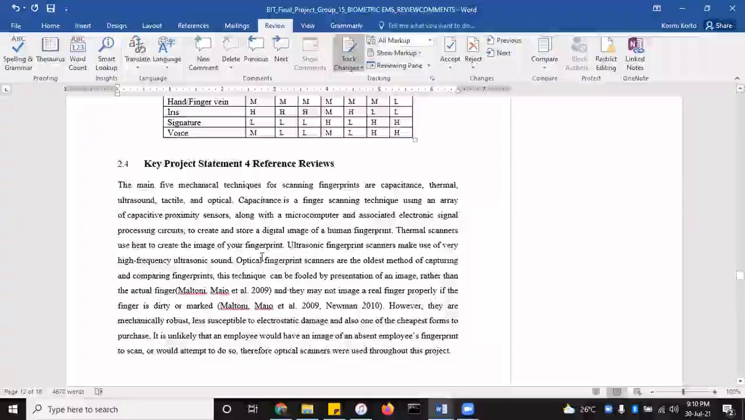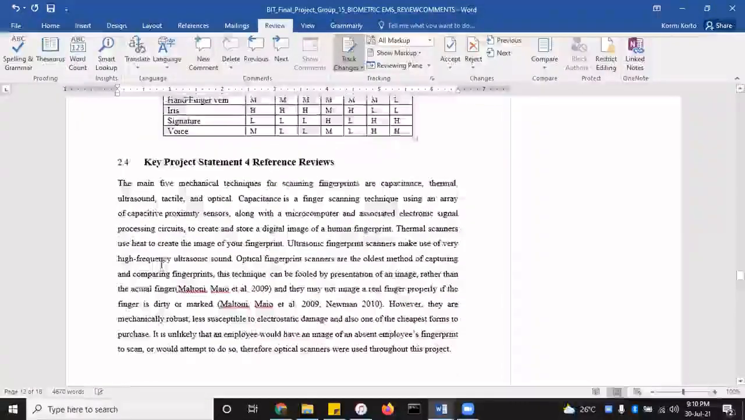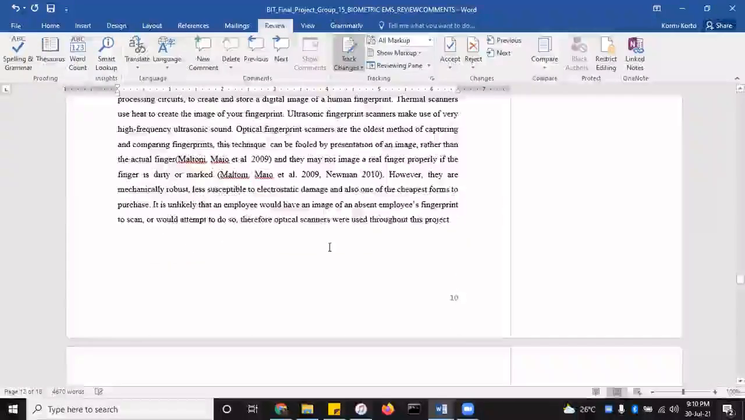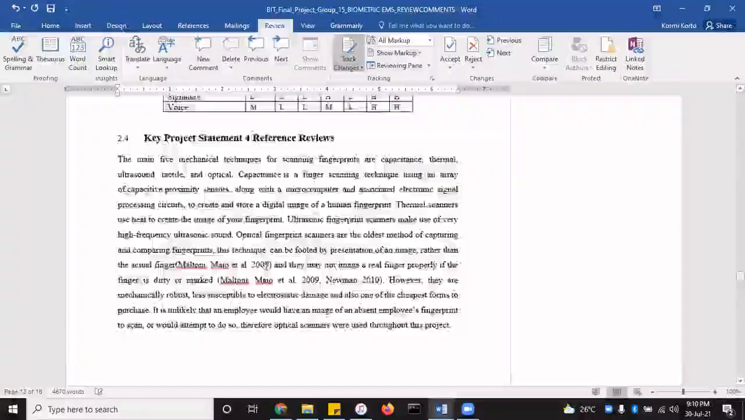So here he's talking more about the biometric, which is good. He's supposed to talk about them as part of the literature reviews, but also zone in on your problem statements, which I'm yet to see. The main 5 mechanical techniques for scanning, the same thing again. So still talking about what? Biometric devices.